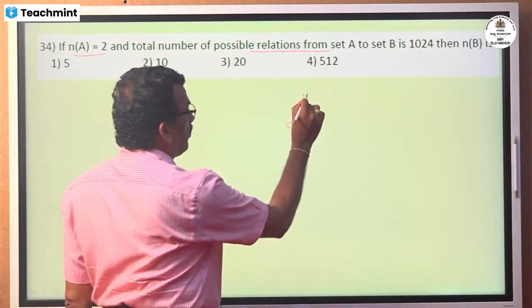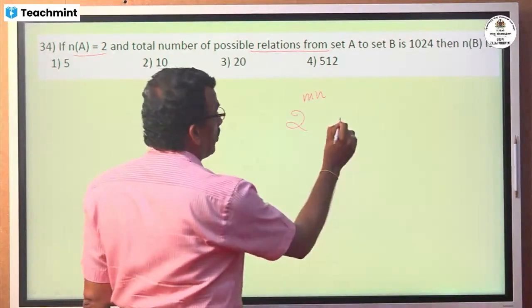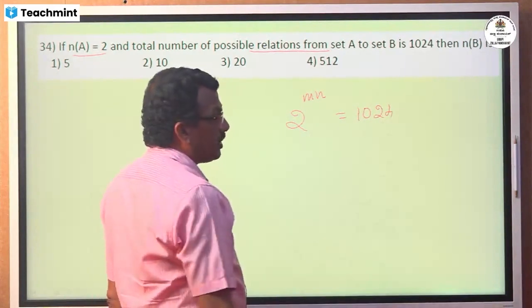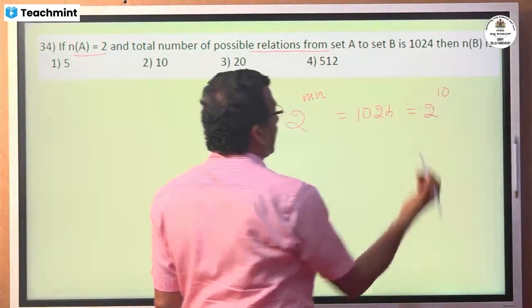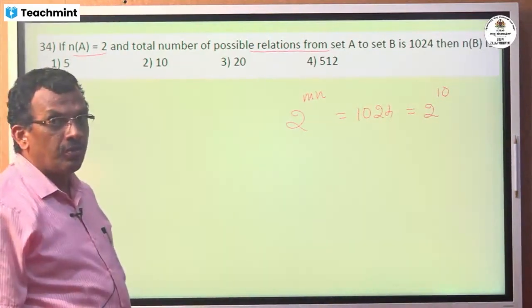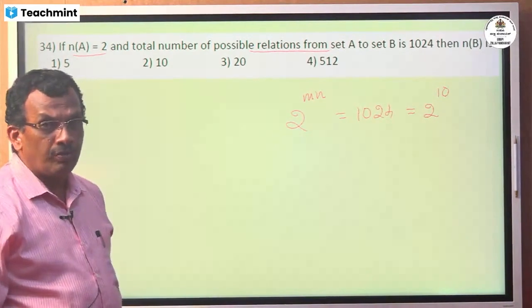2 to the power m into n is equal to 1024 ಅಂತ ಅವರು ಕೊಟ್ಟಿದ್ದಾರೆ. As you know that 1024 is 2 to the power 10. ಹೌದಾ? 32 square. Square of 32 is 1024. So it is 2 to the power of 10 ಆಯ್ತು.